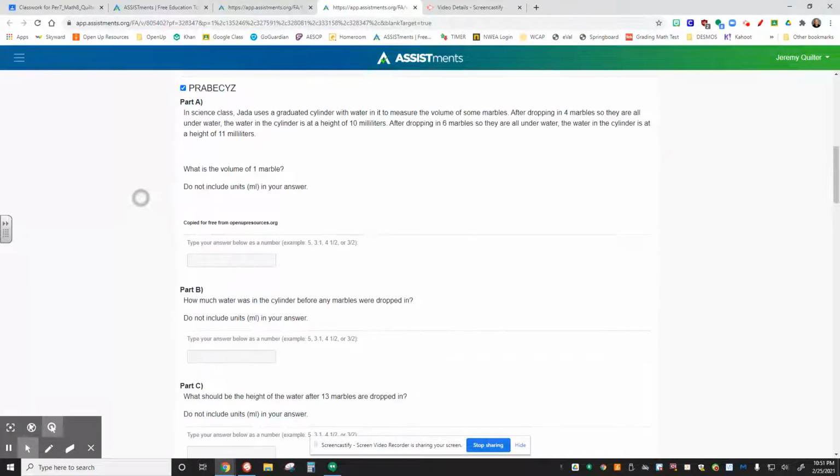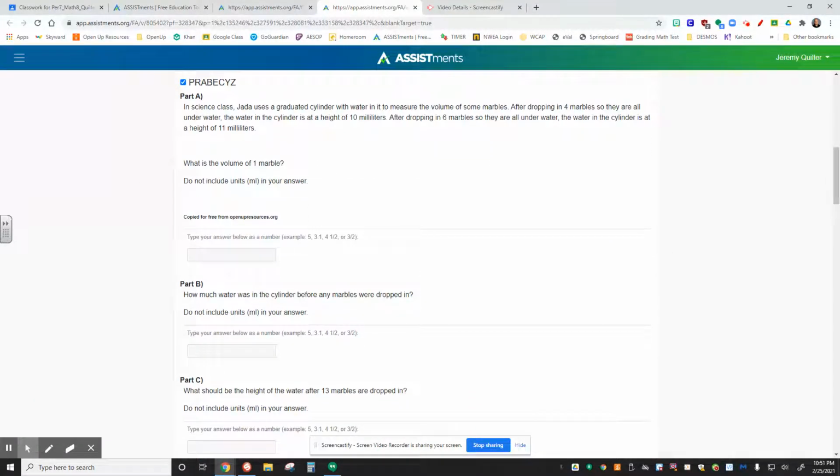Next problem, Jada uses a graduated cylinder with water in it to measure the volume of some marbles. After dropping in 4 marbles, so they are all underwater, the water in the cylinder is at a height of 10 milliliters. After dropping in 6 marbles, so they are all underwater, the water in the cylinder is at a height of 11 milliliters. What is the volume of 1 marble?